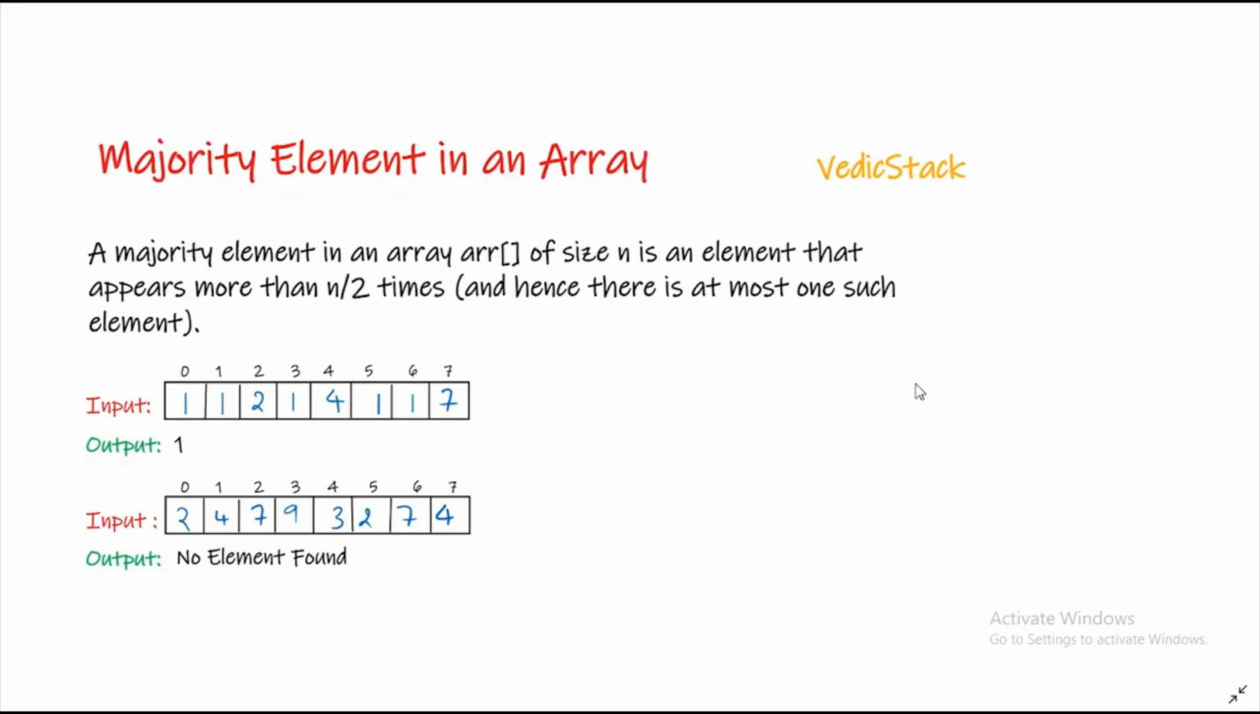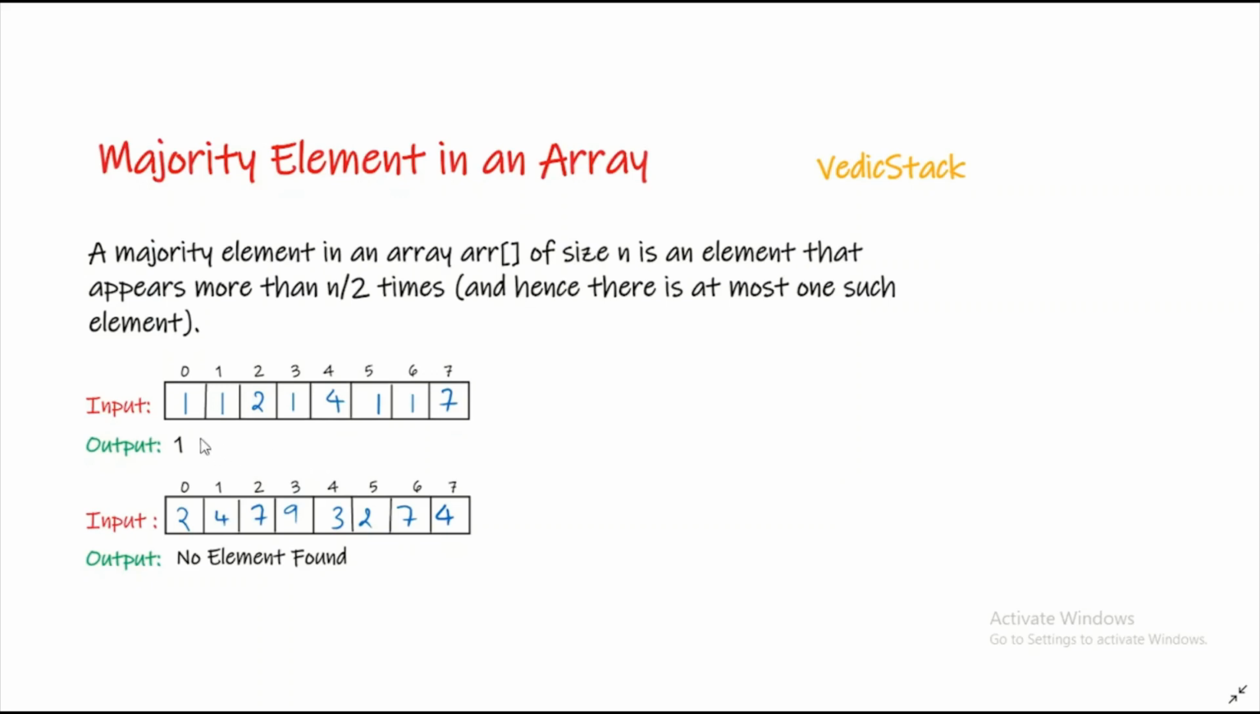A majority element in an array of size n is an element that appears more than n by 2 times. That means if we are given an array, we have to find an element which has occurrence more than half of the size of the array. For example, in the first array given to us, 1, 2, 4 and 7 are the different elements present in the array, and there are total 8 elements in the array. So half is 4. So if we can find some element which has more than 4 occurrences, then that is our majority element.